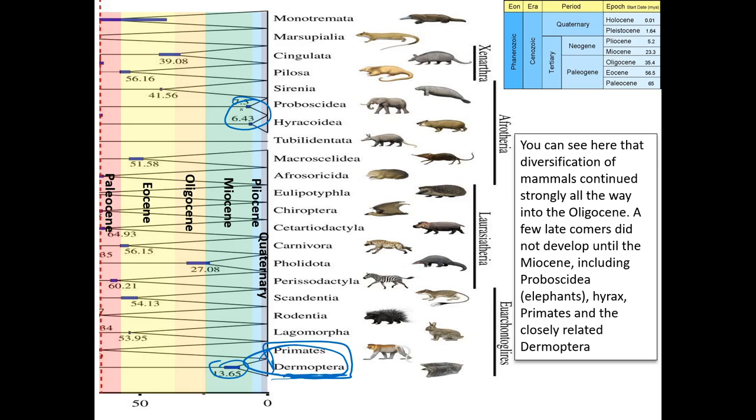Also, the last kind of most recent things to evolve are the Proboscidea. Probos, nose, right? Those are the elephants. And the Hyracoidea. These are creatures, probably most of you haven't seen these before, called the hyrax.